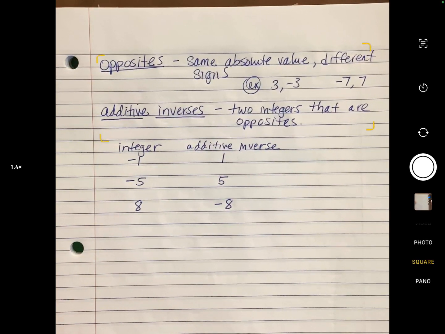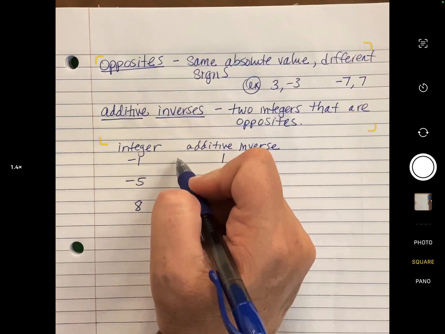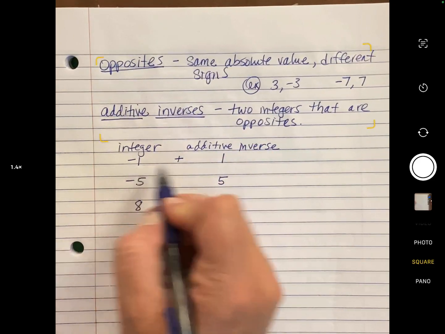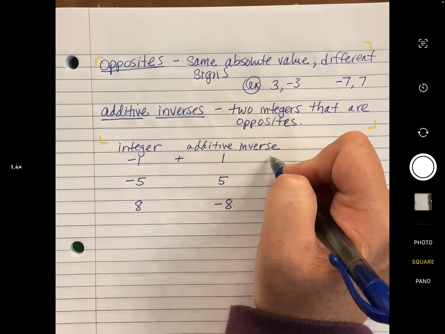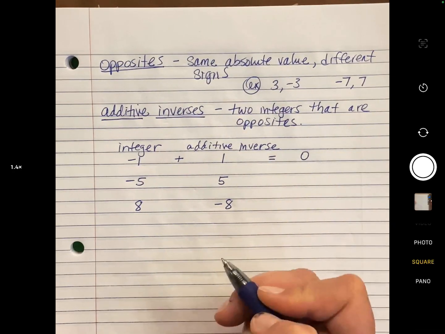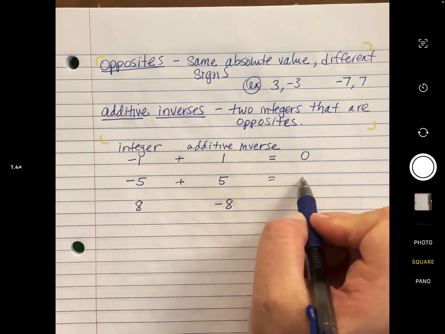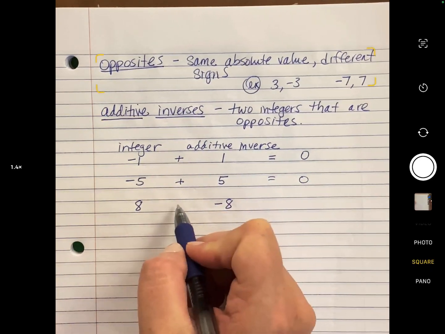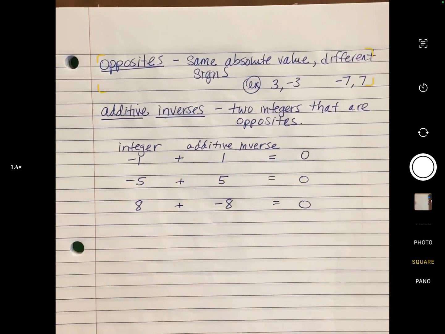Another thing you may notice about the additive inverses is that if you add them together, what happens? If I add a negative 1 and a positive 1, and this maybe happened when you were rolling your dice on the number line game, you got back to 0. If you start at negative 5 and then you add 5, you're at 0. If you start at positive 8, but then you go backwards 8, you're also at 0. So all of these additive inverses, when added together, give you 0.